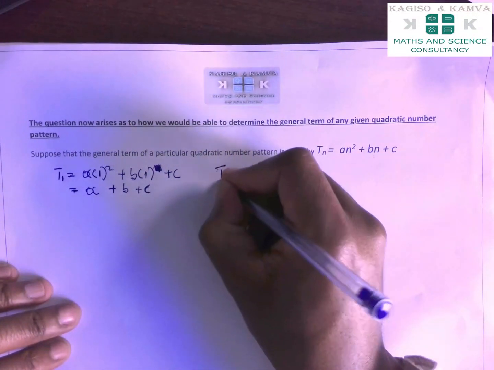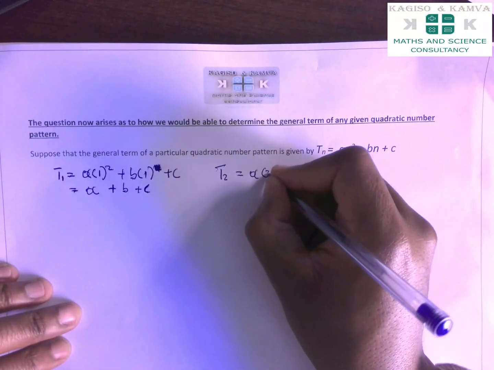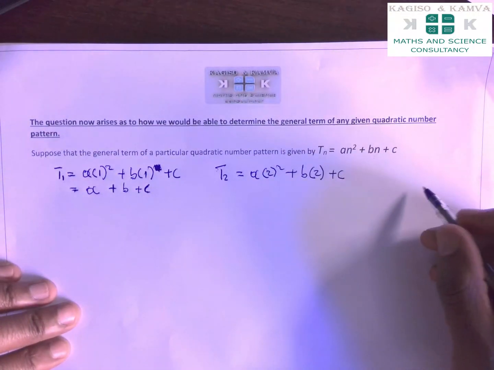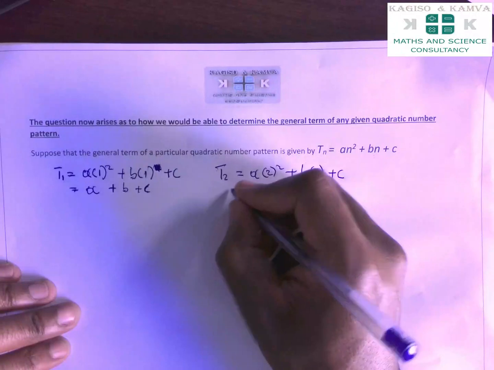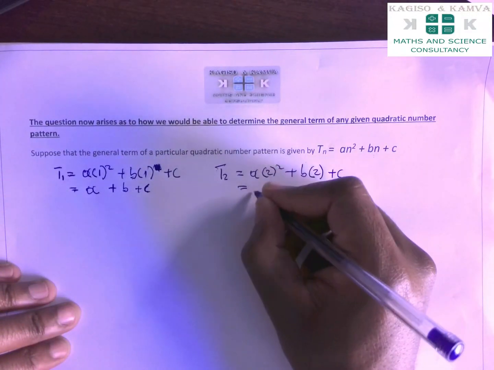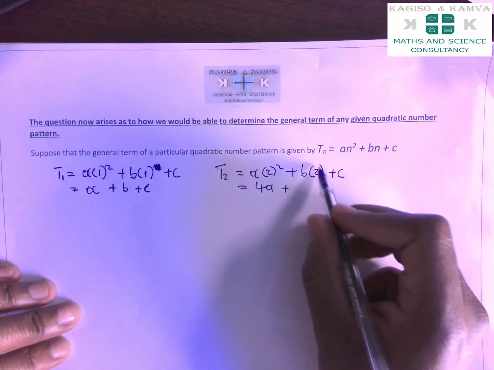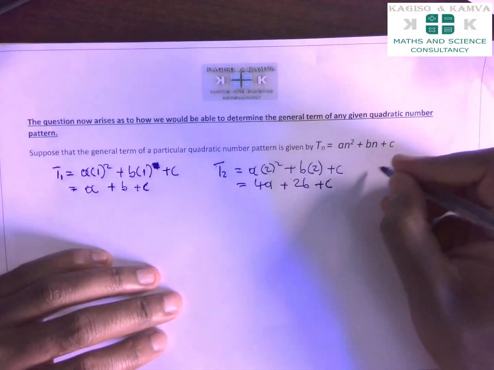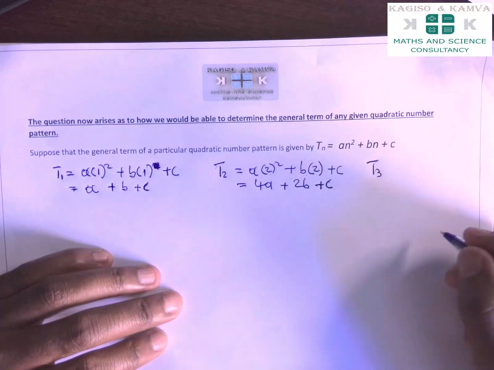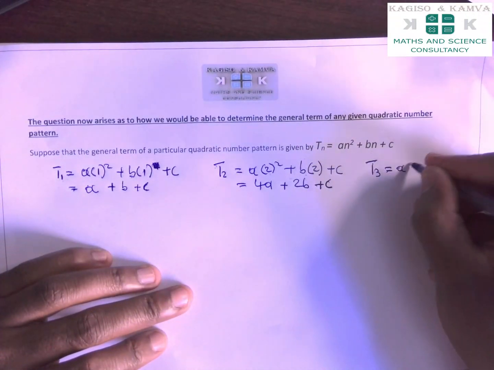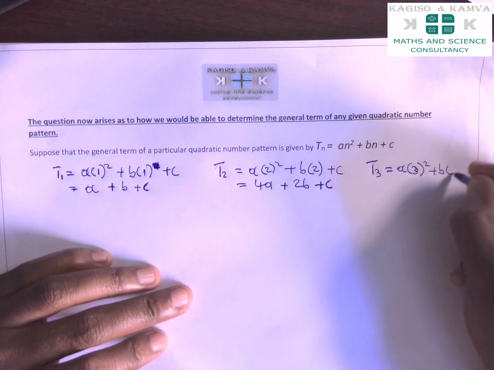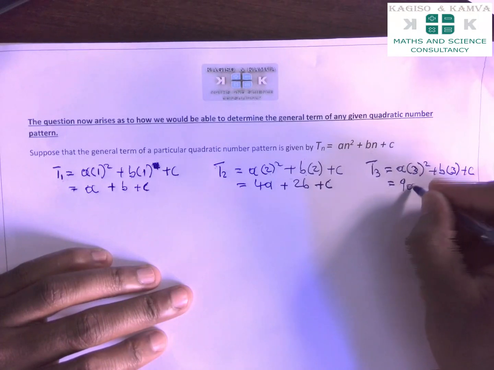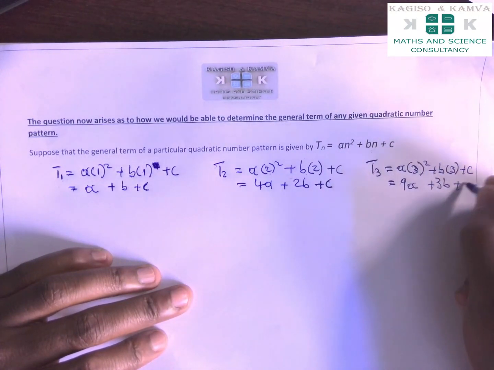Now let us come to T2. For T2 we're going to have a into 2 squared plus b into 2 plus c. 2 squared is 4, so 4a plus 2b plus c. Now let us try to get term number 3. How do we get T3? We say a into 3 squared plus b into 3 plus c. 3 squared is 9, so this is going to be 9a plus 3b plus c.